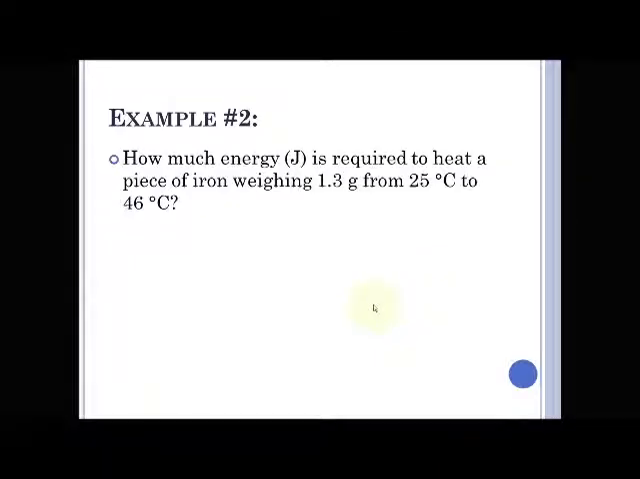So example 2. How much energy in joules is required to heat a piece of iron weighing 1.3 grams from 25 degrees Celsius to 46 degrees Celsius? Well, we're using our MCAT equation. So Q equals MC delta T. And let's label everything to know what we have and what we're trying to solve for. If we're solving for energy, because it says how much energy, that is going to be our Q in the equation.